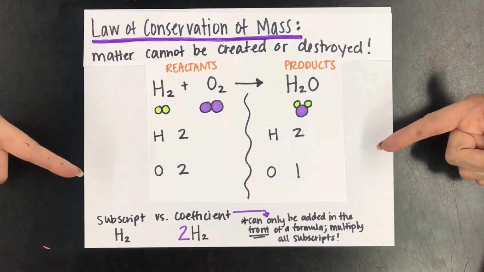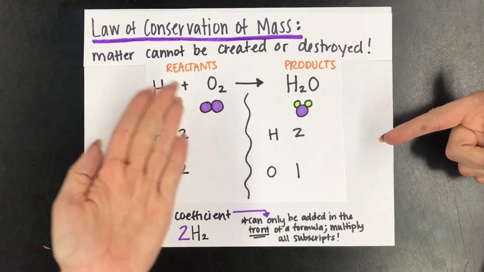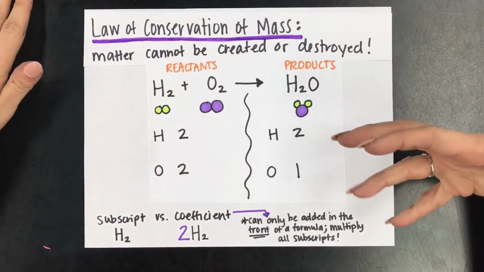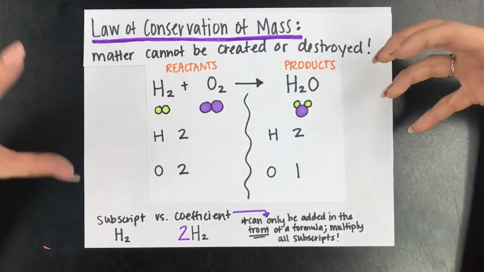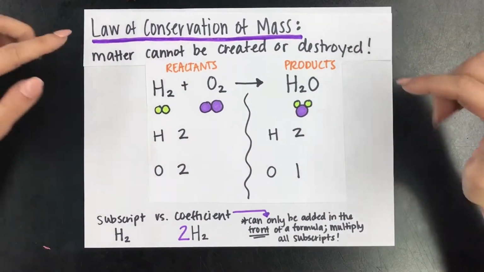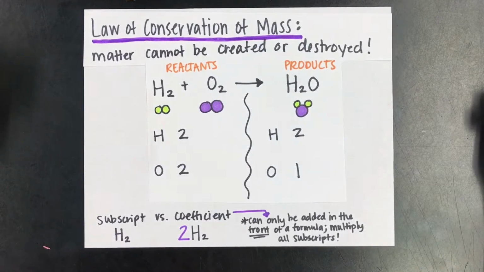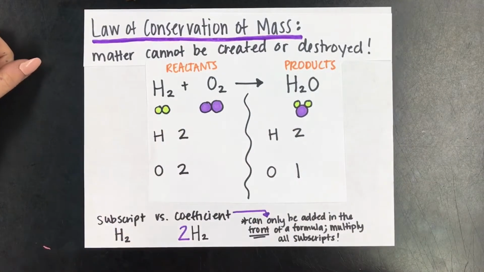So if we're looking at a reaction, that's saying that whatever reactants we start with have to show up on the product side somewhere. It is just a rearrangement of atoms. It's not changing how many there are. So let's look at this really simple reaction right here. We can see our reactants are H2 plus O2.